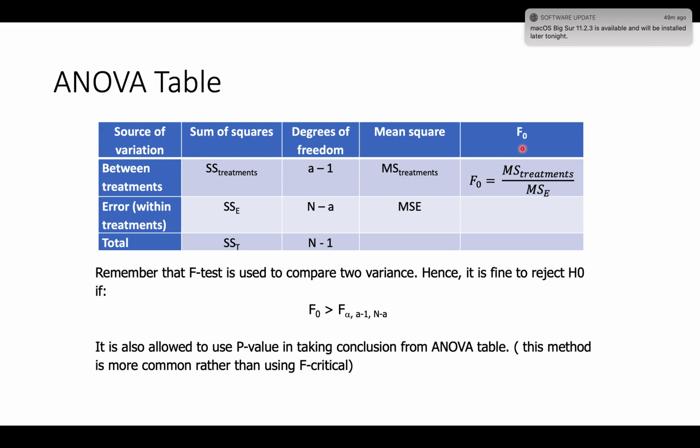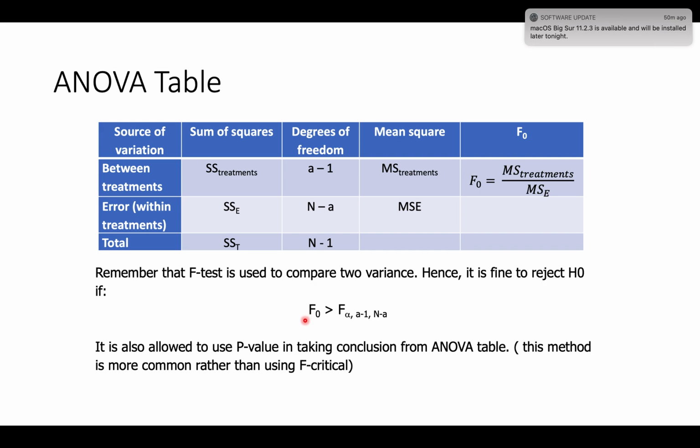In ANOVA, we conduct the F-test to compare the two variances. Here we can calculate F0 equal to MS treatment divided by MS error. We compare the calculated F value with the critical F value. The critical F value can be obtained from the F table at a particular significance level and particular degrees of freedom.